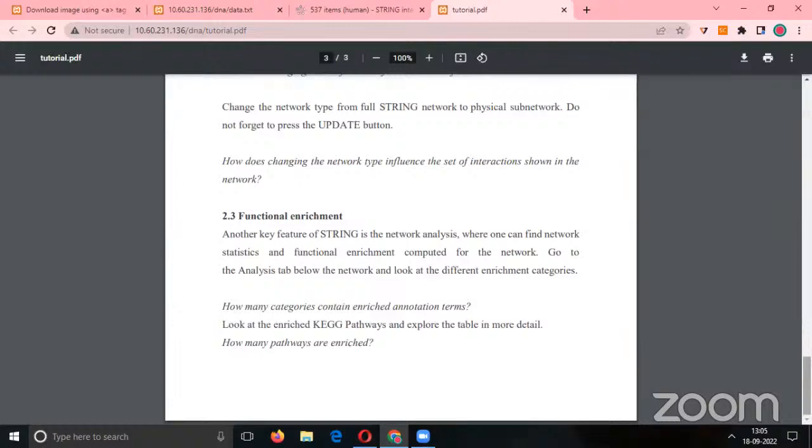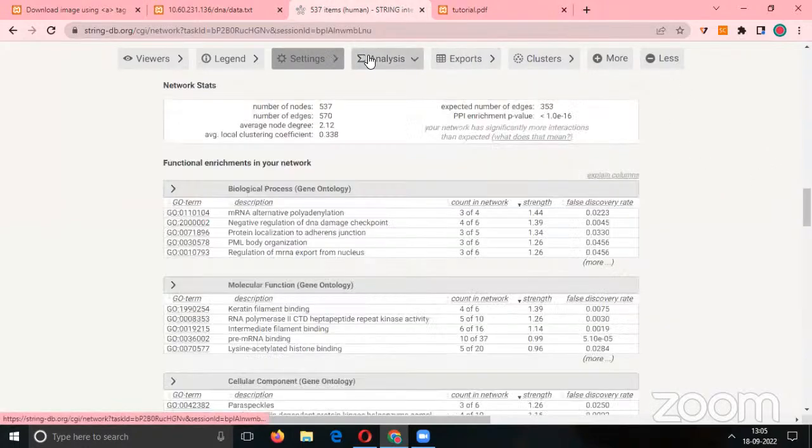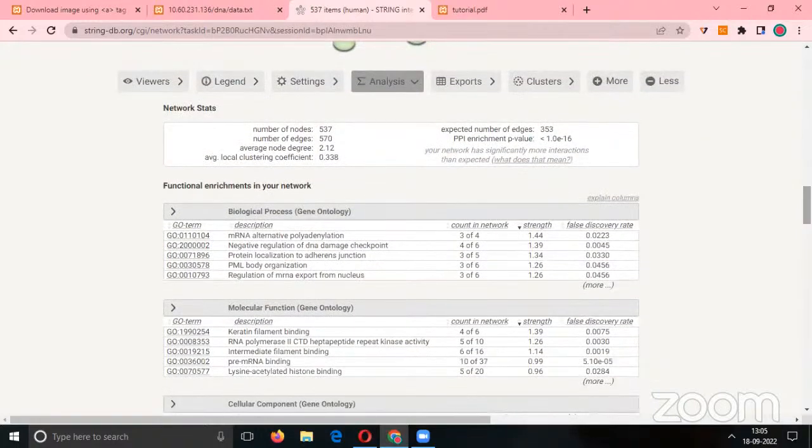2.3 is the actual thing, like you can study the roles, the biological processes, molecular function of the protein, etc. I mean, you can even know the pathway in which these particular proteins are involved. So 2.3 is functional enrichment. So how do we do that? It is already there in the analysis tab.